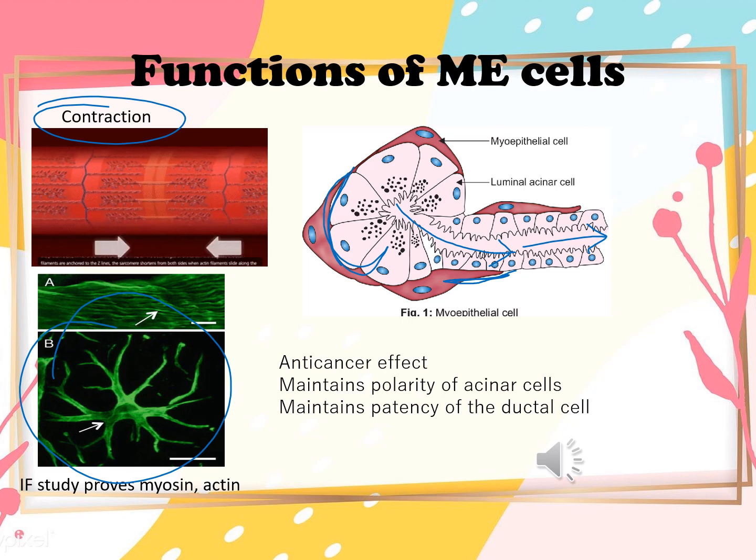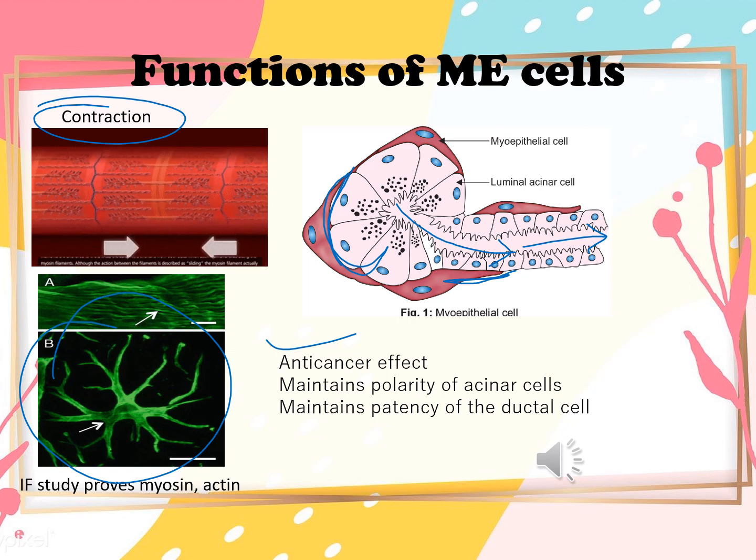Another function of the myoepithelial cell is an anti-cancer effect. It seems they are the last cells in the salivary gland to be affected by tumor invasion, and if they get affected and start invasion, it means the tumor is very aggressive. Because the myoepithelial cells generate certain signals like the tumor suppressor genes, which keep the salivary gland protected against tumor invasion.